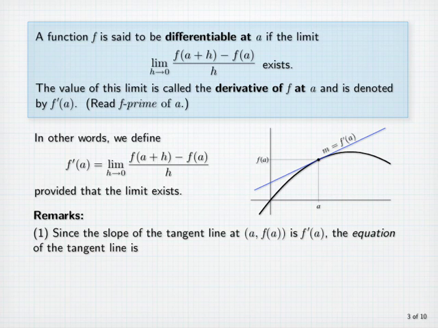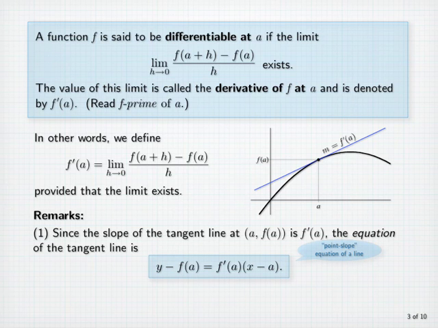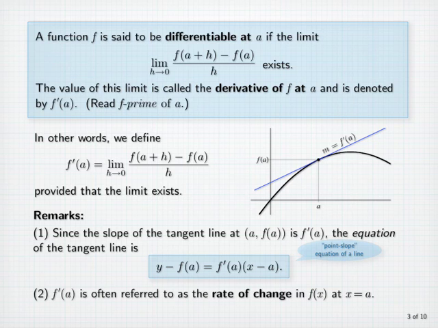A couple of remarks. Since the slope of the tangent line at a, f of a is by definition f prime of a, the equation of the tangent line is y minus f of a equals f prime of a times x minus a. This is simply an application of the point slope equation of a line. Y minus the known y-coordinate equals slope times x minus the known x-coordinate. F prime of a is often referred to as the rate of change in f at x equals a.